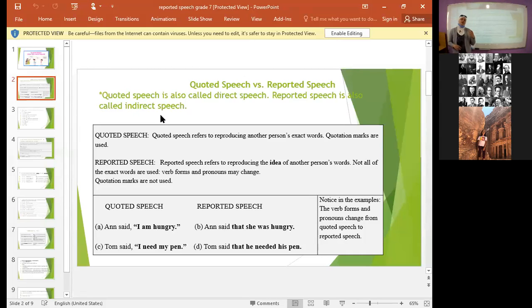Now, I really don't care about the names of these things. Whatever you use is correct. You either use quoted speech or direct, or reported speech or indirect. The difference here is the following. Listen to me carefully. Direct and indirect. Direct is what I say. Indirect is what other people repeat after me.